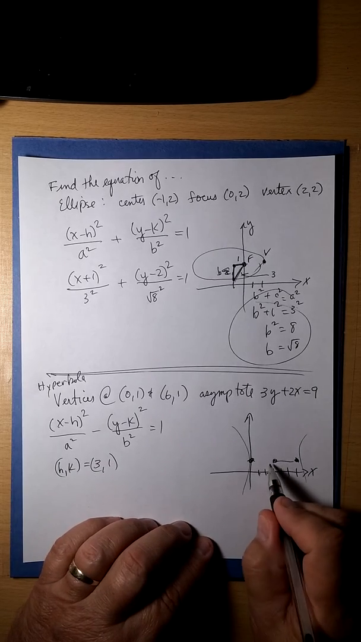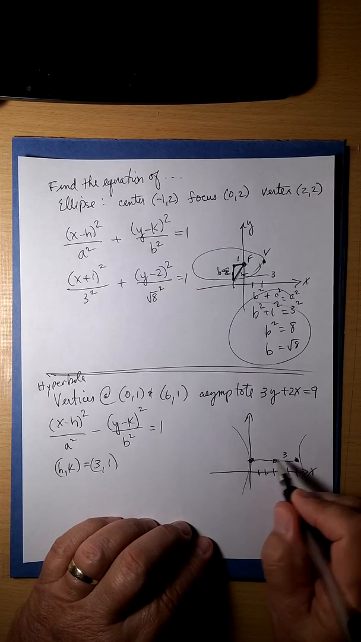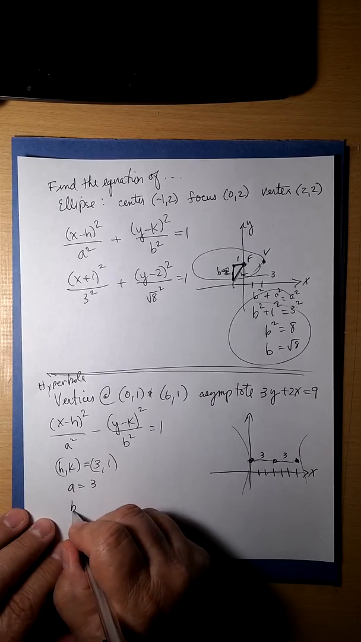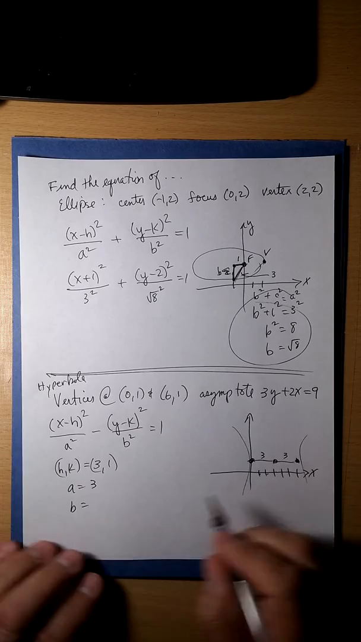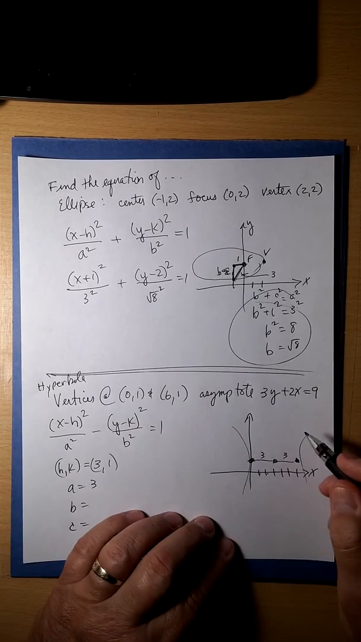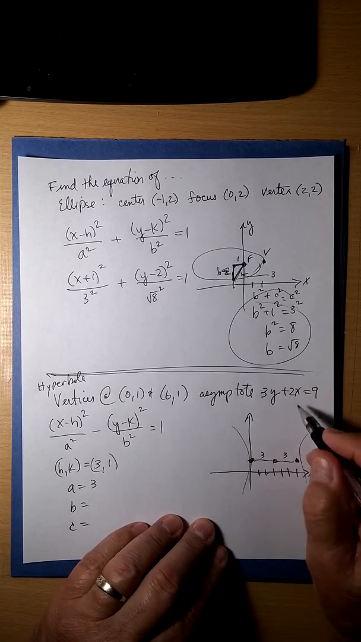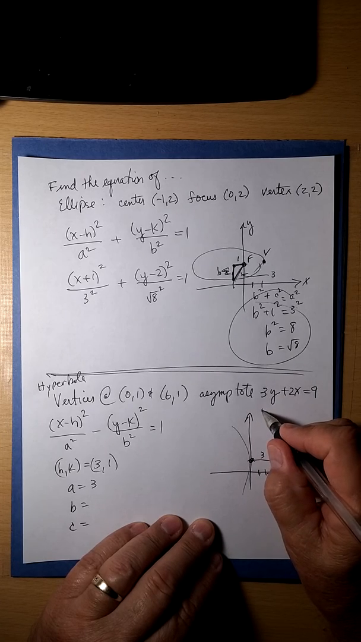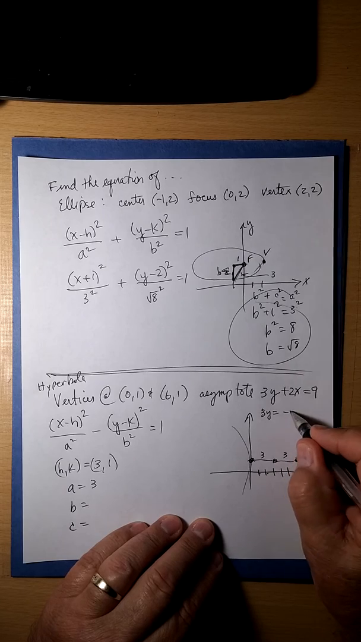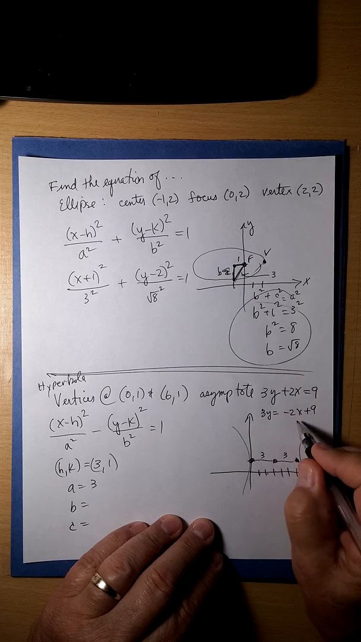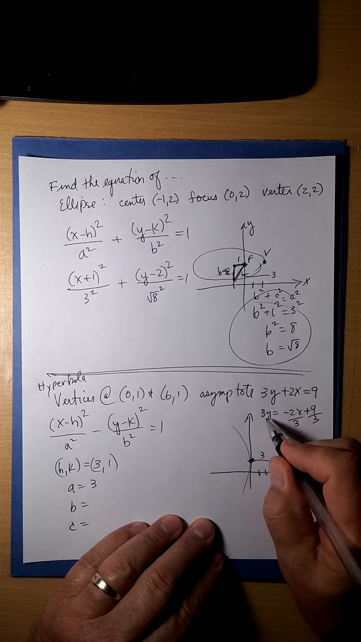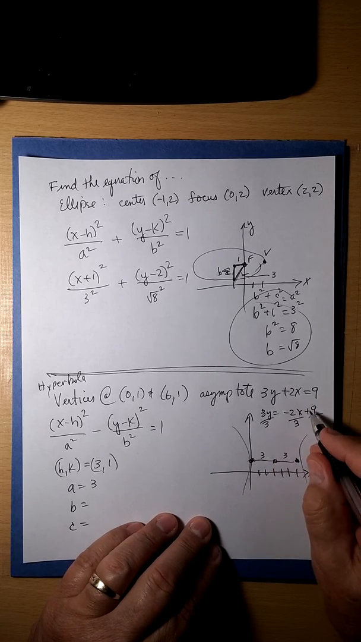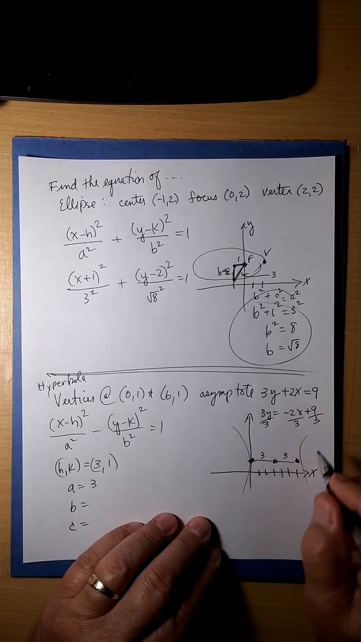The a and the b. Let's see, you measure right and left with a, so it's 3 and 3. So a is 3. Don't know what b is or c. Let's see here. Now, the equation of this asymptote: 3y equals negative 2x plus 9. Divide by 3. So the slope is negative 2/3 plus this 3 here.